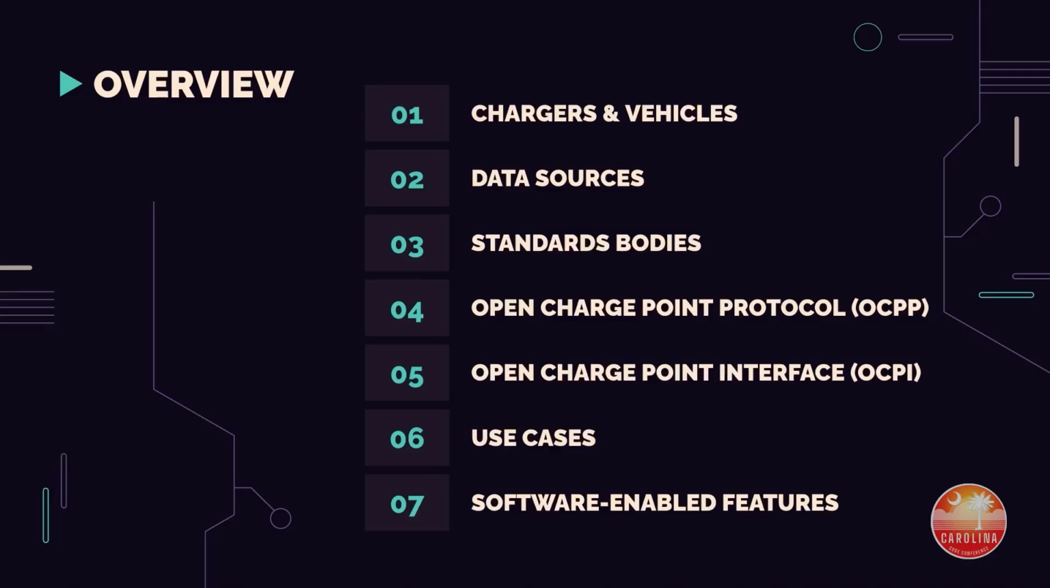Quick overview: we'll talk about chargers and vehicles. We'll get into some of the data sources that enable this globally connected EV charging approach. We'll talk about standards bodies. A lot of this is going to be a little bit dry, but it's important to have the background and context for who is who and what is what in the industry. Then we'll get into the two big protocols that enable everything and allow you to charge. We'll get into use cases, and then if we have time at the end, we'll talk about some really cool software-enabled features, some of which are newer and coming out, some of which are already there.